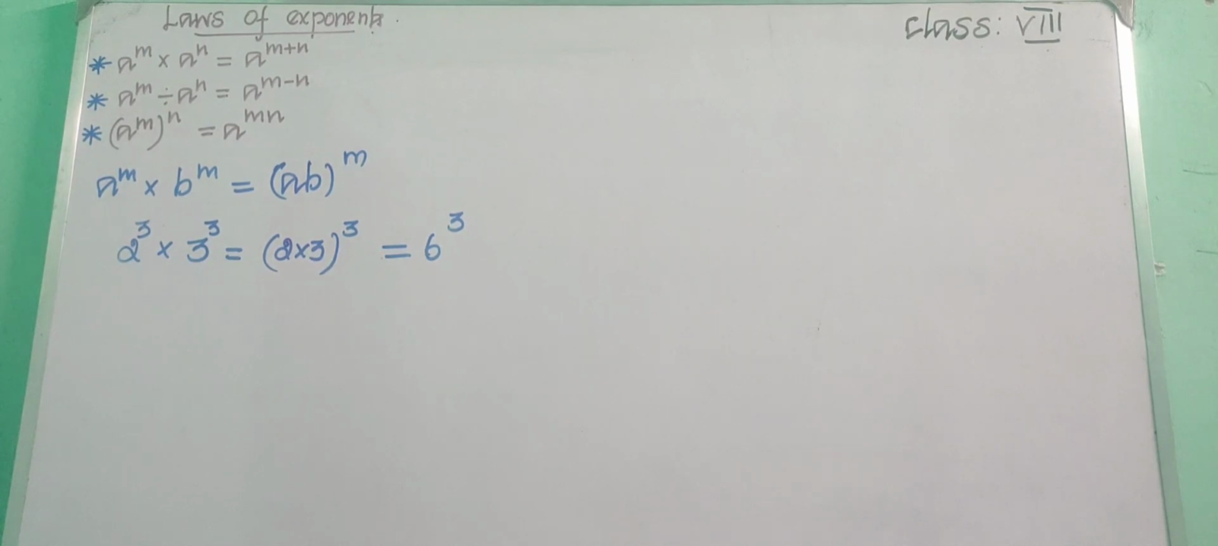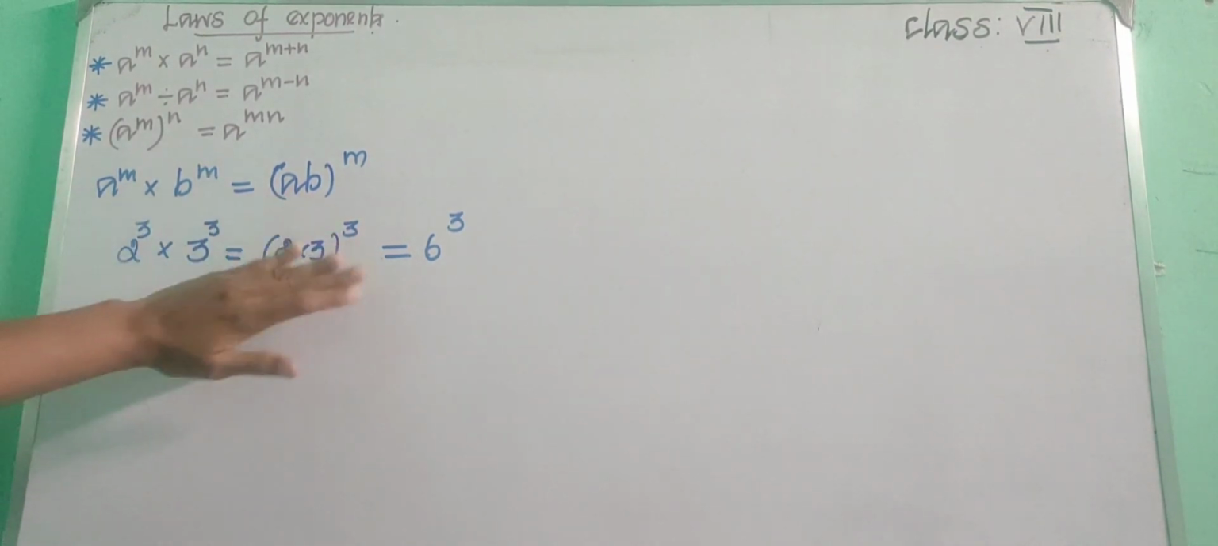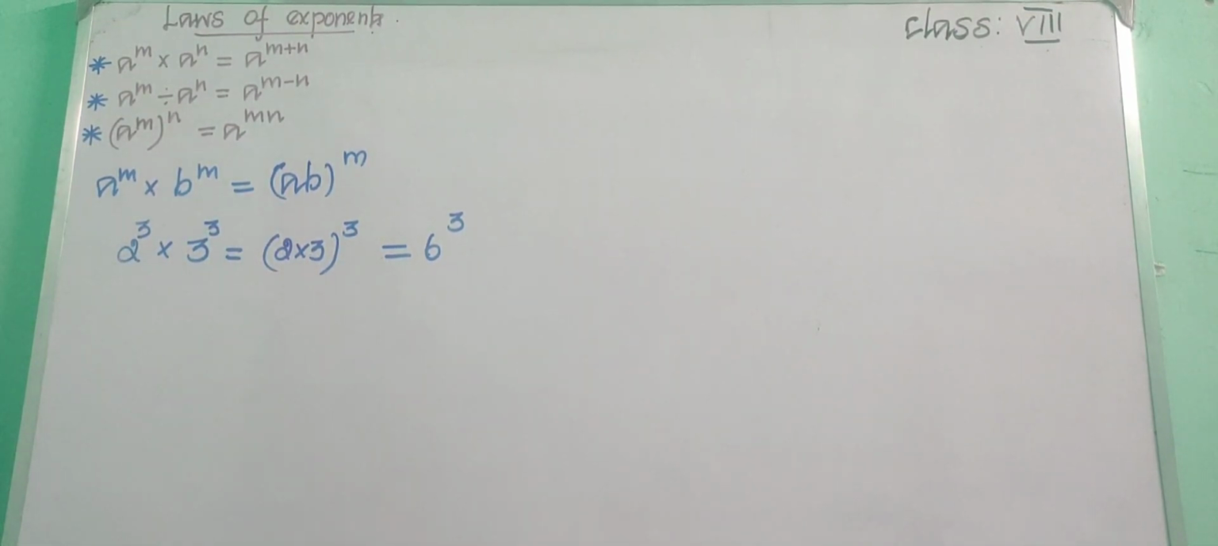Children, just know this rule. A power m into B power m equals AB the whole power m. Okay, children, so let us see the next rule. The name of that rule is called quotient of same powers to the power of product rule.